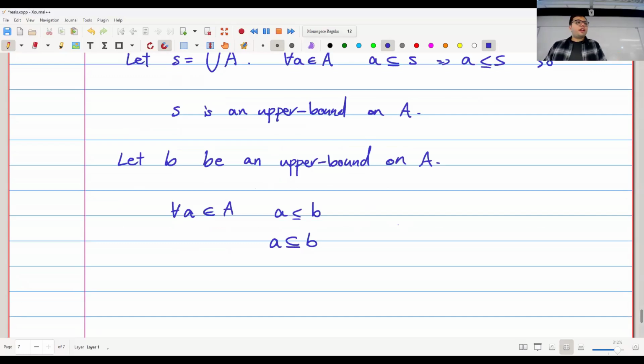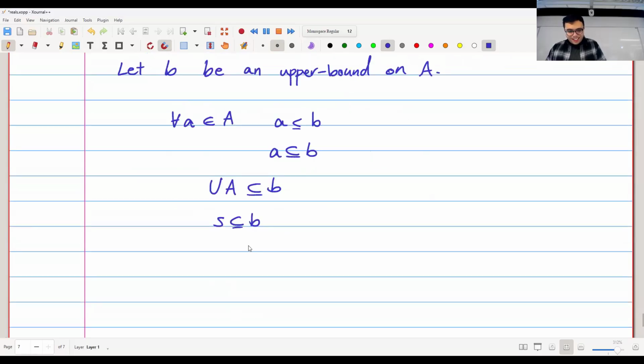So the union of all a's is also going to be a subset of B. But this union of all a's was just S. So S is a subset of B. But again, that's the definition of a number being smaller. So S is less than or equal to B. So S is the supremum.